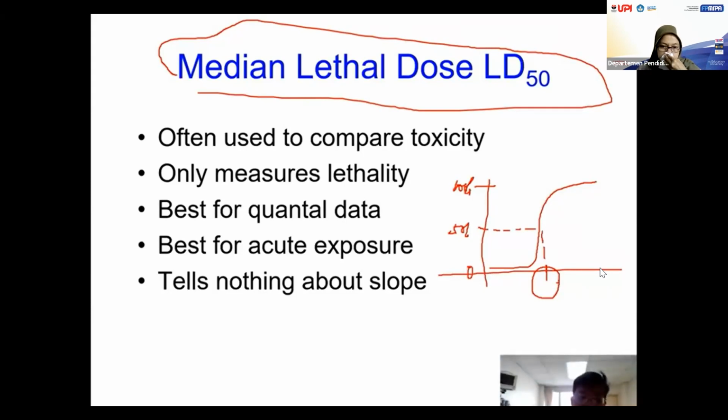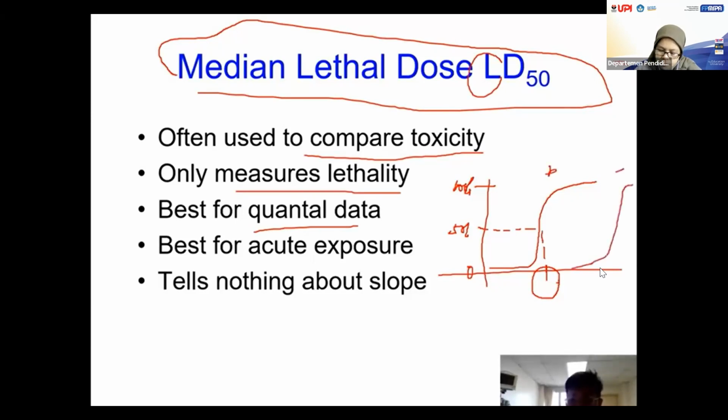So you often use it to compare toxicity, but it only measures lethality. Because the L here stands for lethal, we only use it to measure lethality, which means death. Then it is best for quantal data. Quantal data means that you have things like drugs, where you have an effective dose, the beneficial effect, and then the other one is the toxic effect. This is typical quantal data.